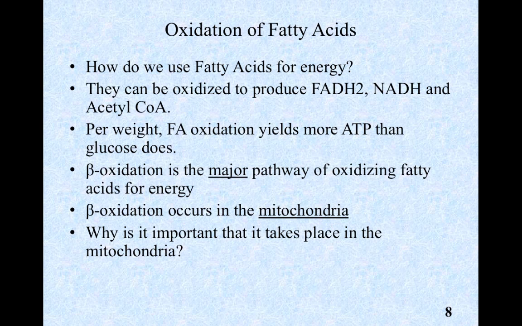Okay, so now one of the questions is, how do we get energy from those fatty acids? Well, they are typically oxidized and they produce the reducing equivalents, FADH2 and NADH, but when they're metabolized, they also generate acetyl-CoA. So the fatty acids are oxidized, their electrons are added to FAD and NAD. Those electrons can then go to the electron transport chain. Those fatty acids also generate acetyl-CoA, which is substrate for the Krebs cycle. Now, per weight, fatty acid oxidation yields more ATP than glucose does.